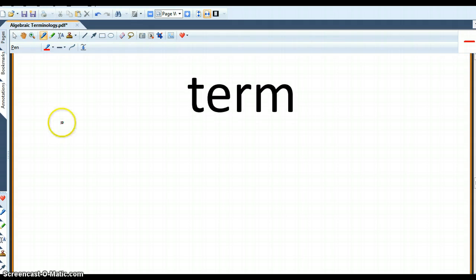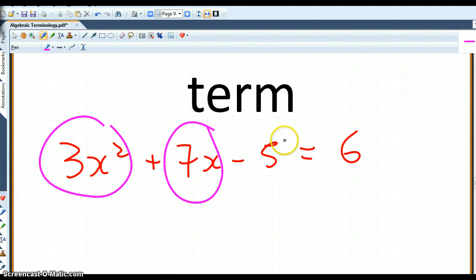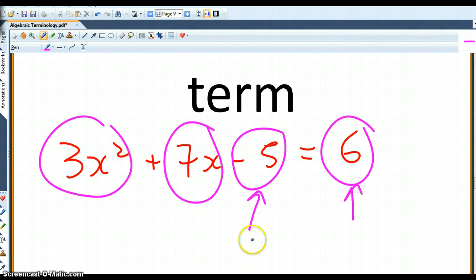A term. So if I go 3x squared plus 7x minus 5 equals 6, first, is that an equation or an expression? An equation. So this bit here is an expression, but with the equal sign, it's actually an equation. Alrighty. What's a term? Well, this is a term, this is a term, and this is a term as well, and so is that. But these two are actually called constant terms because their values can't change. Okay.